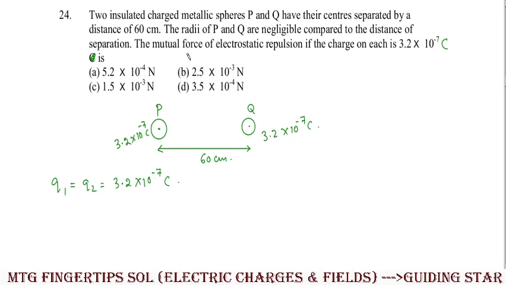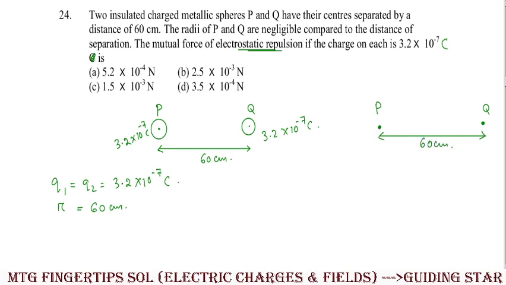The mutual force of electrostatic repulsion will be how much? For the force of repulsion, the distance of separation will be taken as 60 centimeter. Why? Because these two metallic spheres will be considered as point objects, as the distance between them is quite large compared to the radius, which is negligible. So we consider these two spheres as two point objects, P and Q, and the distance of separation between them will be taken as 60 centimeter.